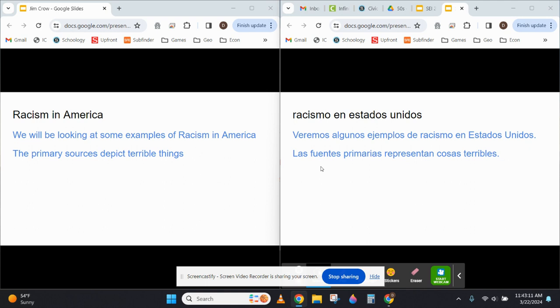Just as a reference, some of these primary sources are going to depict some terrible things. Racism is a terrible thing, and we need to confront it and see it and recognize it for what it is. I'm not going to show you the worst images I can find, but I'm showing you real images, real pictures from a time when our country was much, much worse than today.